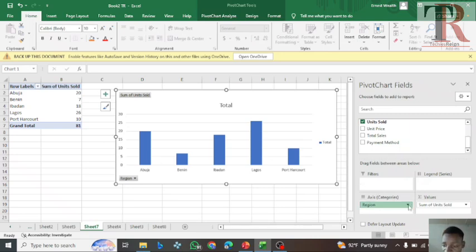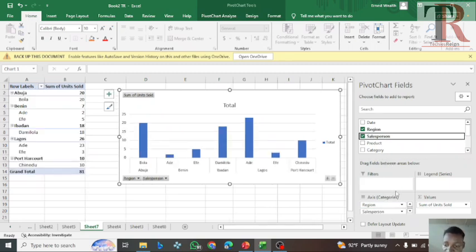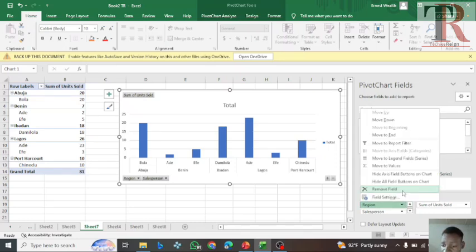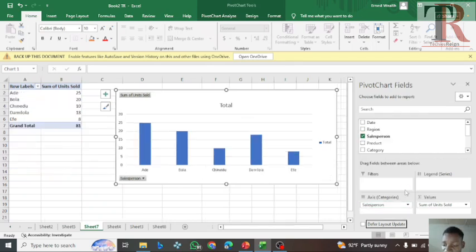And now we don't need region. We can remove the region, or we leave it, but it might affect our graph. But let's see. Salesperson. Which salesperson has the most sale? Like I said, it will affect the presentation of our graph. As you can see, it's complicated and hard to read and understand. So we remove the region since we are not using it. We click on this drop down arrow, go to remove field to remove the field from the box, and then we have our salesperson.